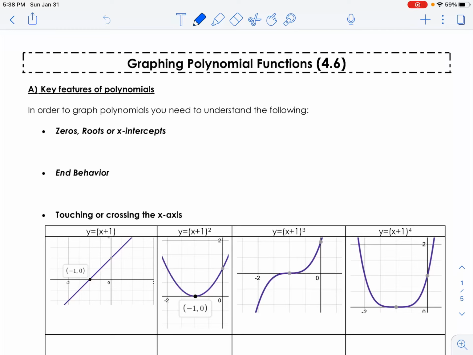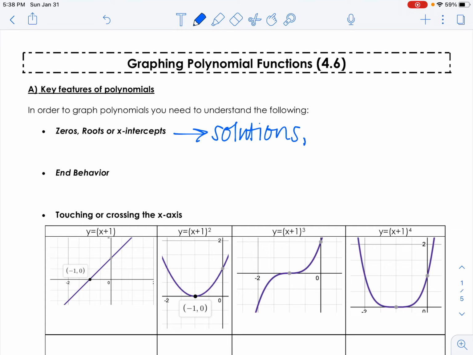Hi everybody, today we will be working on section 4.6. We'll be graphing polynomial functions. And in order to graph those polynomials, we have to talk about some of the key features. For example, the zeros, the roots or the x-intercepts are all our solutions. They're the places where the graph crosses the x-axis.